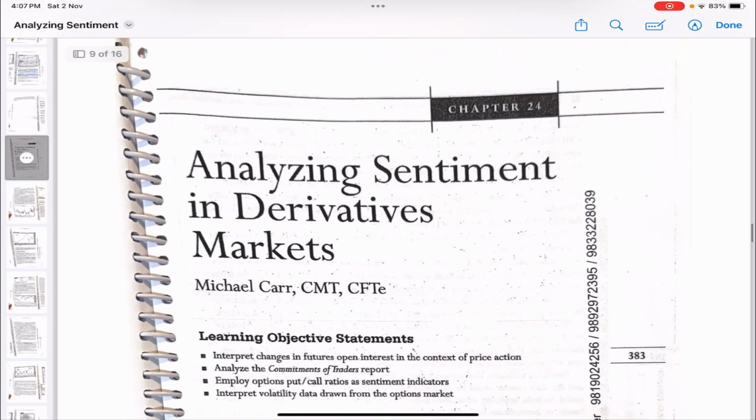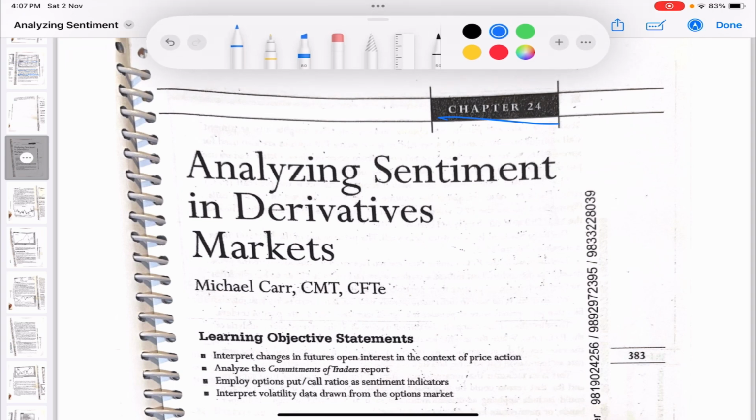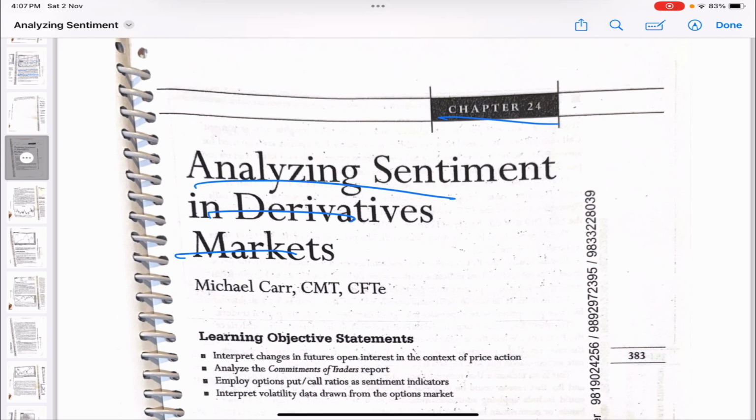Hi everyone, in this video we'll be beginning with chapter number 24 of CMT Level 2, analyzing sentiment in the derivatives market. Before watching this video, make sure that you've checked the previous chapters. If you haven't, then I've linked it in the description box below.